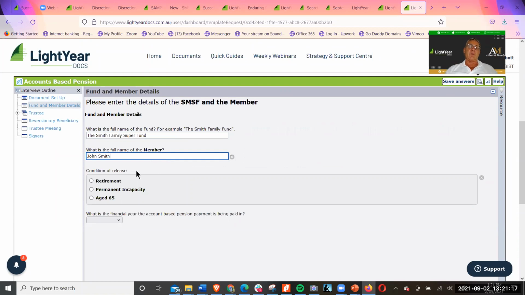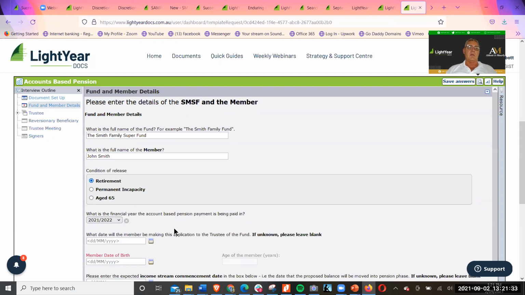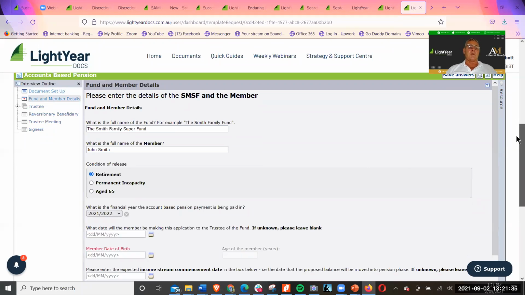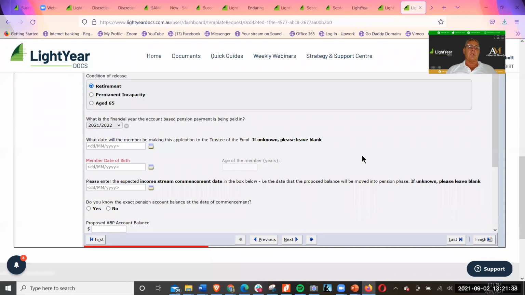Now, conditions of release. We can't start a pension until we've done a condition of release. So here it's going to be retirement. Now, if we're permanently incapacitated or age 65, we can also start a pension stream. So what's the financial year the account-based pension is being paid in? We're going to use this year for that. Now it populates a lot of data which we need to complete.